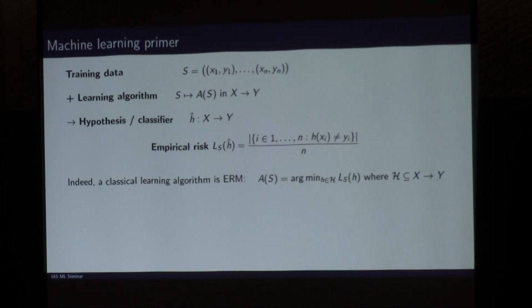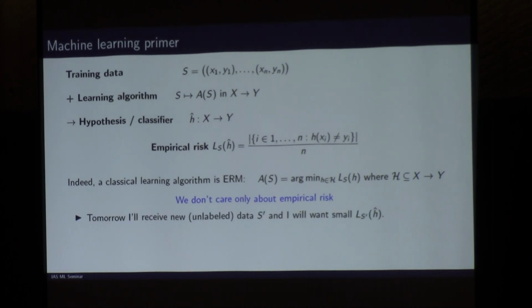Indeed, this empirical risk can even suggest algorithms you might use. I can search over a subset of all functions, so define some class, some subset of this function space X to Y, and I can search over that class choosing, say, among those that achieve the minimal number of mistakes. That's empirical risk minimization. Now, we don't only care about empirical risk, we care about how well this procedure is going to perform on something else.